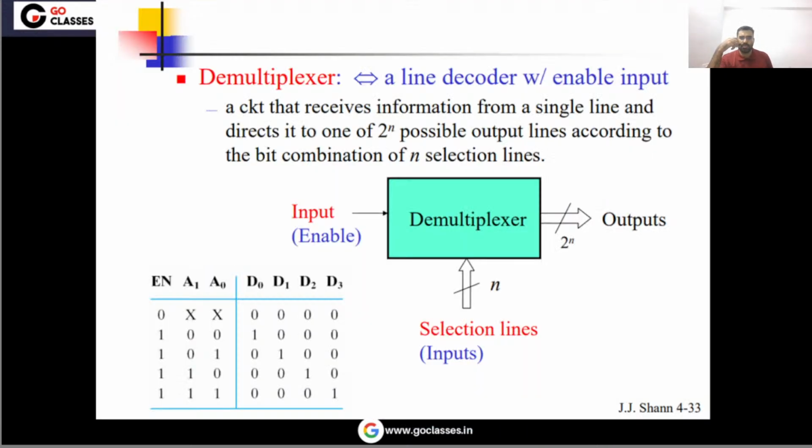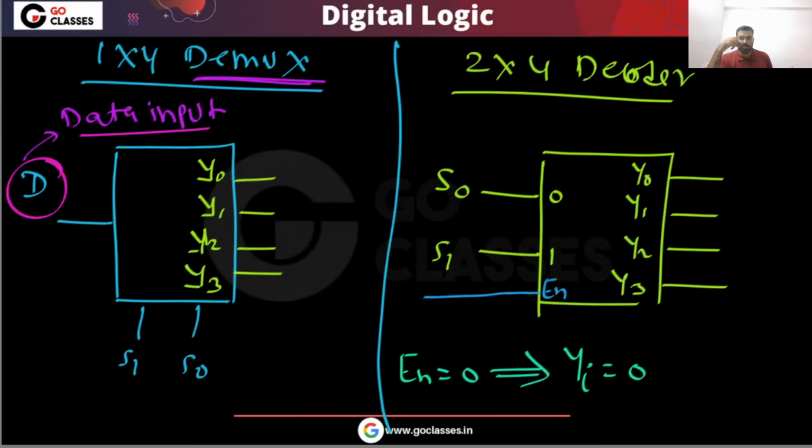Like this you can do. Very simple. You can notice the enable. Remember, this is the idea. The enable I am connecting to my data input, and the decoder input lines I am using as select lines. These are the decoder input lines, and this is your decoder enable. I am connecting my data input to this enable. So finally I will get a demultiplexer. This is the idea. Now let's solve this question.